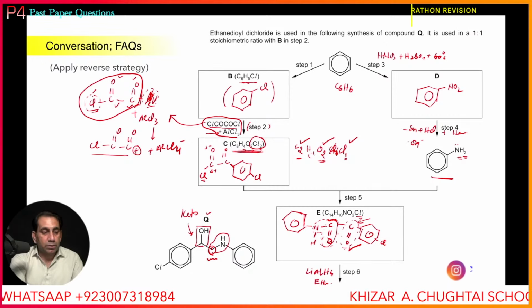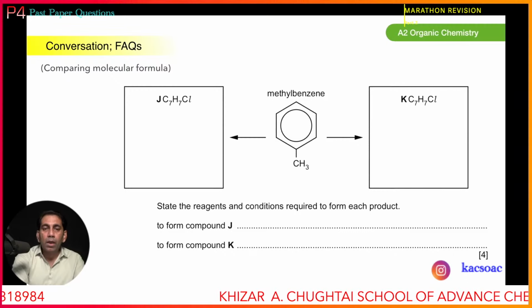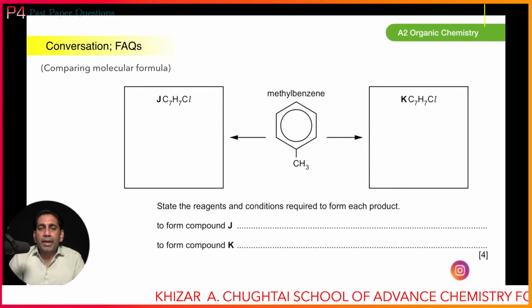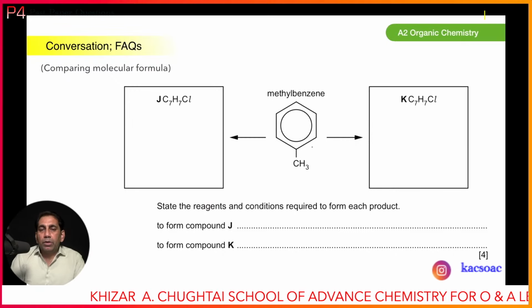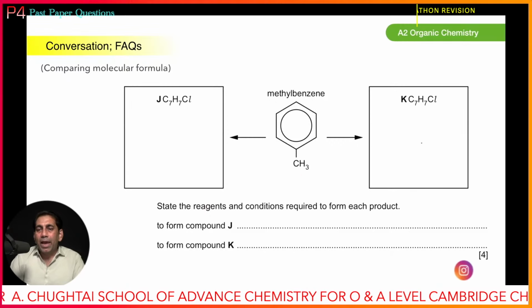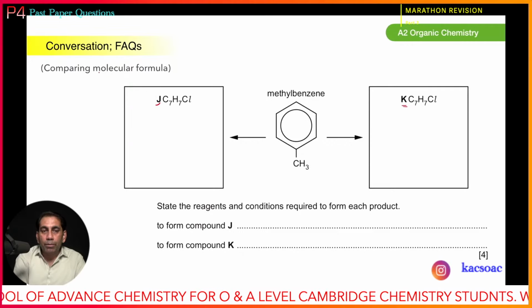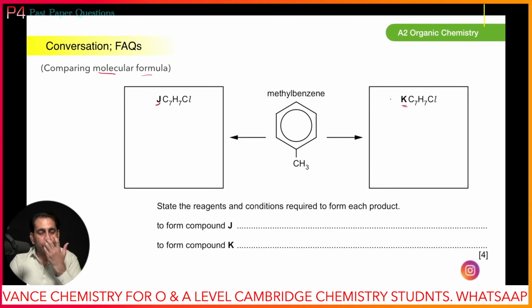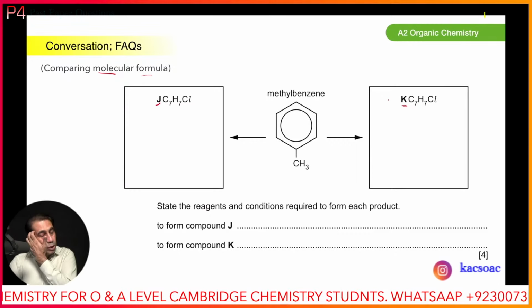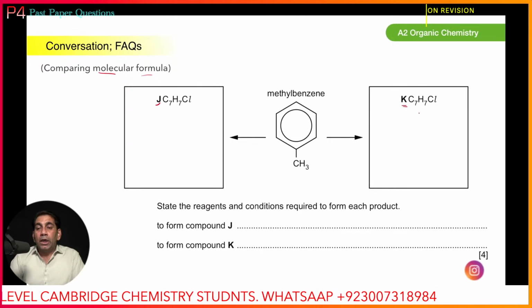You should practice these questions by yourself at least once or twice. There is another question comparing the molecular formula, where you start from the benzene ring and methyl. This is methyl benzene. You are supposed to make K and J. Once again, compare the molecular formulas to solve this question very easily.